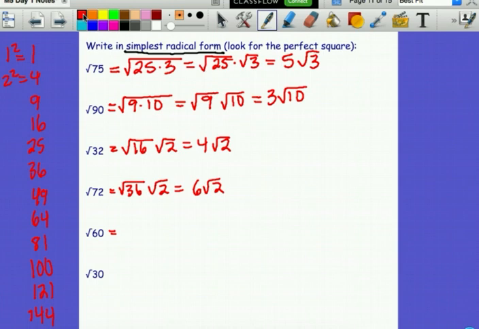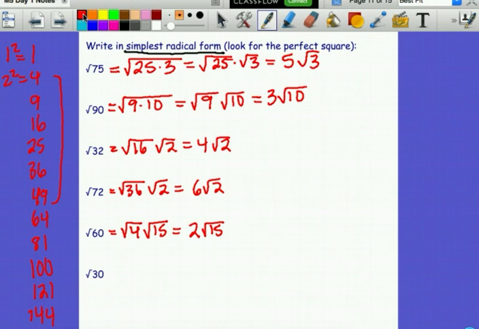So let's see, 60 is divisible by 4. Is that the biggest one? I think so. So we've got 4 and 15, so that becomes 2 square roots of 15. Now you'll notice I paused there, right? Because 60 is a large number, so I tried everything that's lower than 60. I made sure that none of these numbers here could divide into 60 before I got to 4. And then once you get to 4, we've got 2 square roots of 15.